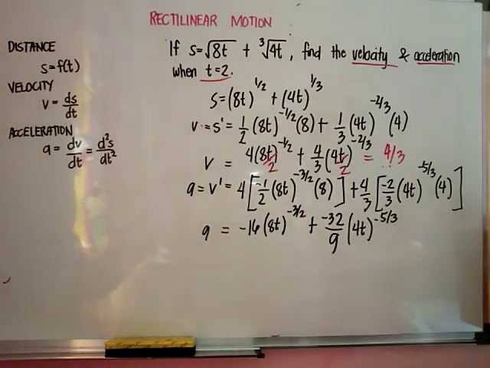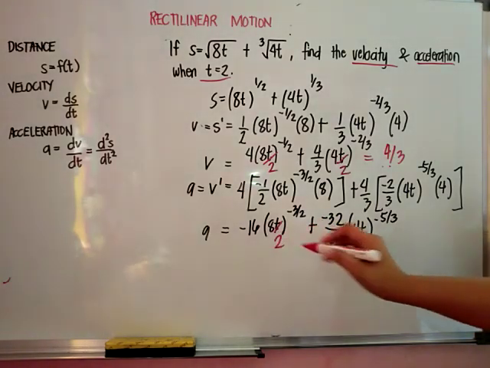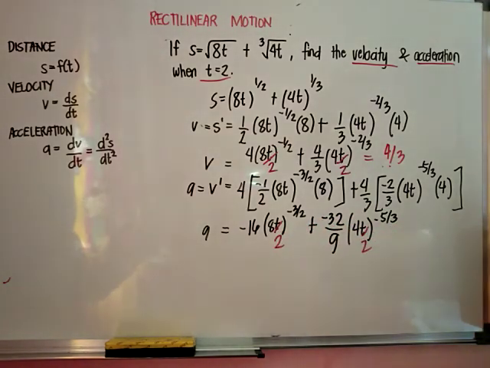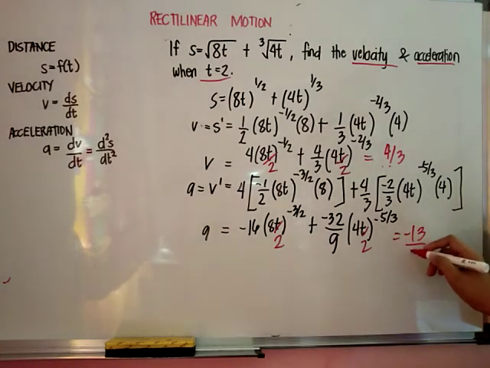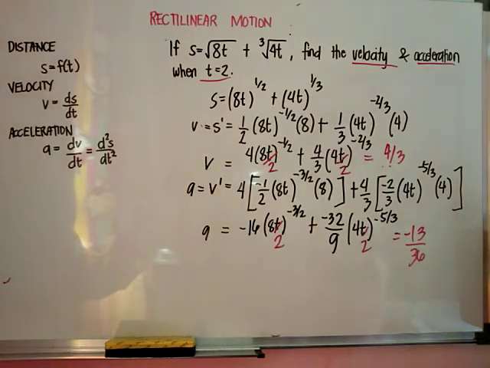So, sa acceleration naman natin, palitan lang din natin yung lahat ng t with the value of 2. So, negative 16 times 16 raised to negative 3 halves plus negative 32 over 9 times 4 ay 8 raised to negative 5 thirds. So, we have negative 13 over 36. So, ganun lang naman kasimple yung rectilinear motion.